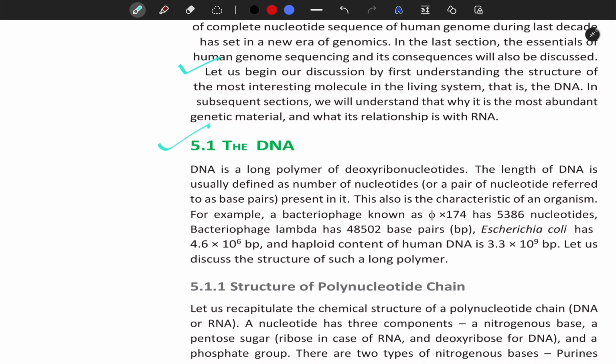For example, a bacteriophage known as ΦX174 has 5386 nucleotides. Bacteriophage lambda has 48502 base pairs. E. coli has 4.6 × 10^6 base pairs, and the haploid content of human DNA is 3.3 × 10^9 base pairs. Let us discuss the structure of such a long polymer.